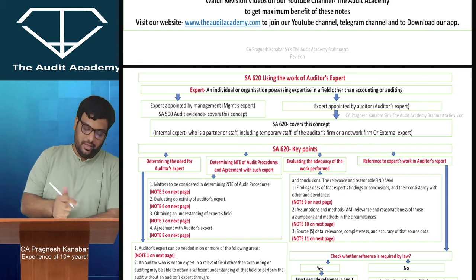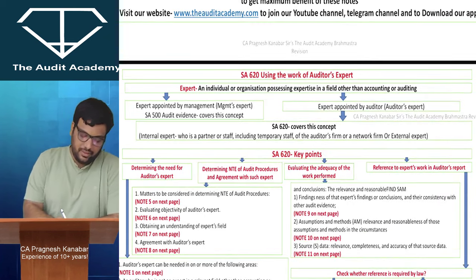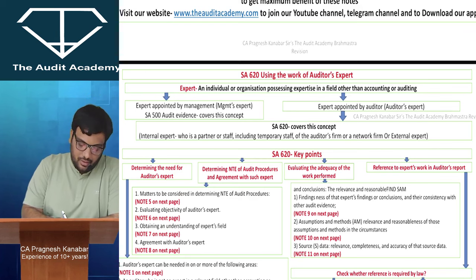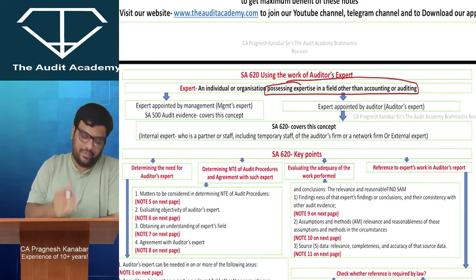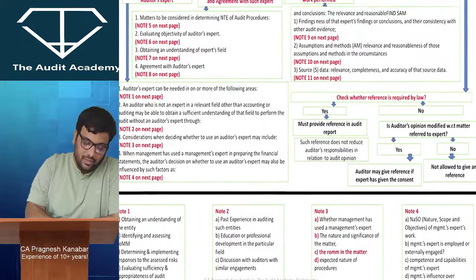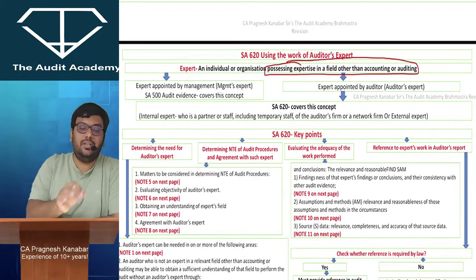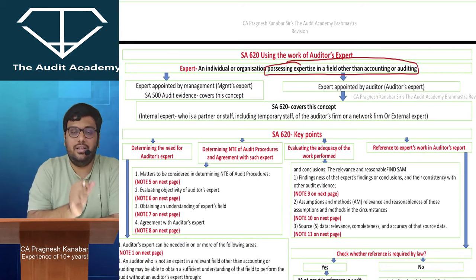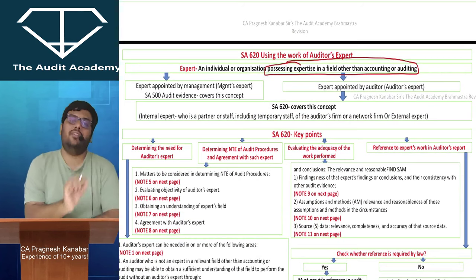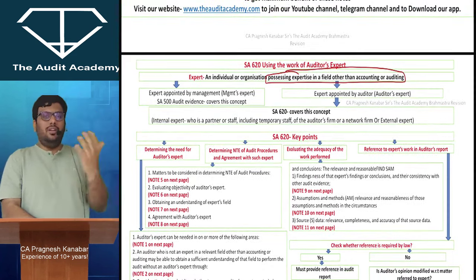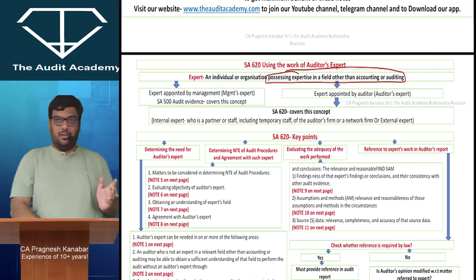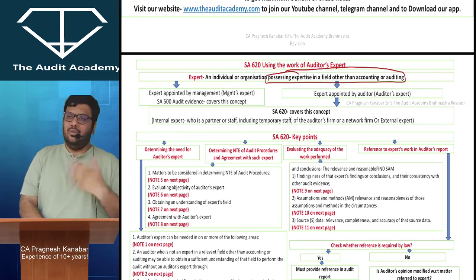Expert means an individual or organization possessing expertise in a field other than accounting or auditing. This concept they have not questioned till date. SA 620 they have questioned n number of times, but this particular concept, that expertise means a field other than accounting or auditing, they have not touched. So they will normally give you engineer, actuary and stuff, and you will automatically understand it is using the work of an expert.